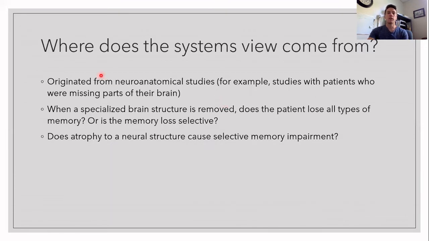So we've discussed a little bit about when specialized brain structures are removed, does the patient lose all types of memory? With HM, it seems this was the case, that he only lost one type of memory actually, and that was selective memory loss. We can also ask whether atrophy to neural structures, so a deterioration of the neural structures itself, say a deterioration of the hippocampus, and this could be in the absence of actually removing that structure, does this cause selective memory impairment?